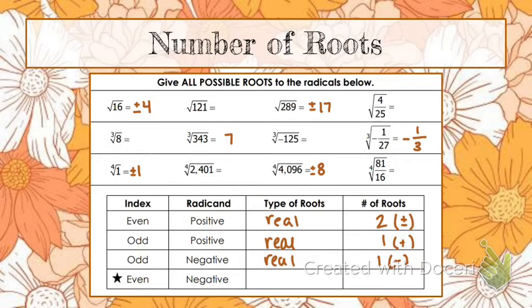And then finally, if we have an even index and a negative radicand, we don't have any examples of that, but that would be like saying the square root of a negative number, and when we have a square root of a negative number, we get imaginary roots, and we get 2 of them. We get a plus or a minus.